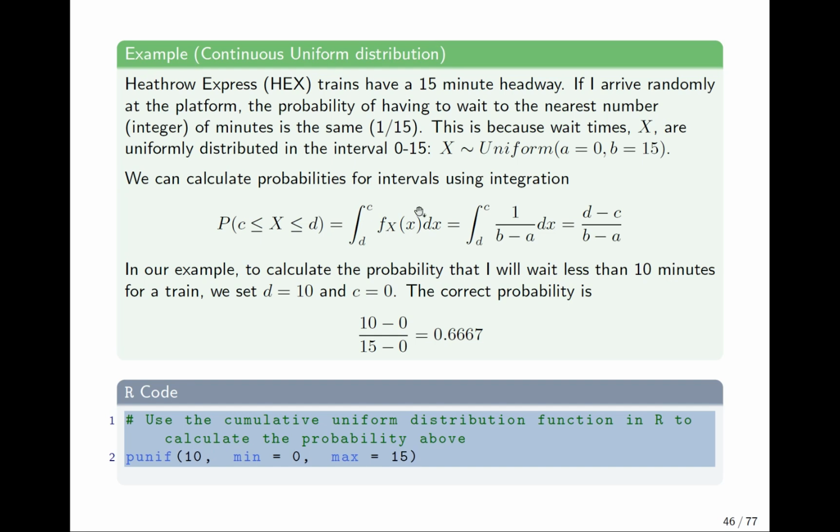So we can calculate probabilities for intervals using integration. What's the probability that random variable x falls between two numbers c and d? Well, we just integrate our PDF over that interval, c to d, and that gives us that expression there. So in our example, to calculate the probability that I will wait less than 10 minutes for a train, I'm going to set d equal to 10, c equal to 0, and using our integral of the PDF, the correct probability is 2/3.